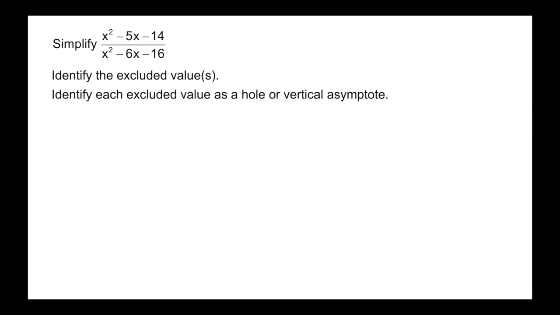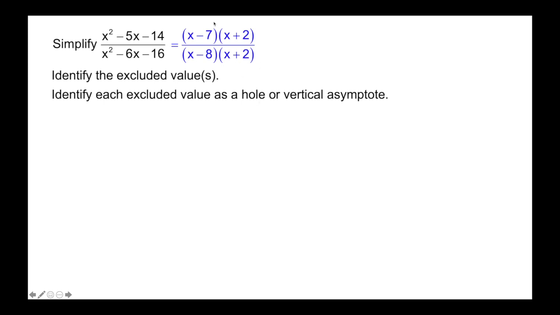Try this one. And here in the numerator, my factors ended up being x minus 7 and x plus 2. In the denominator, I got x minus 8 and x plus 2. Excluded values, again, we only look at the denominator. I'm going to get 8 and -2 as the excluded values.